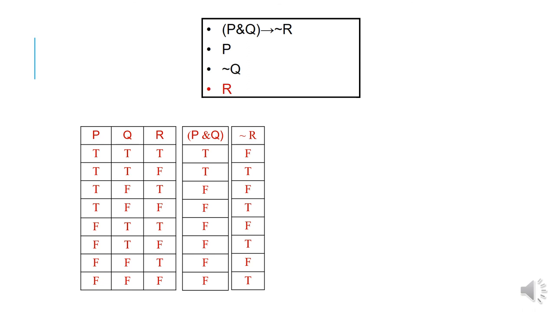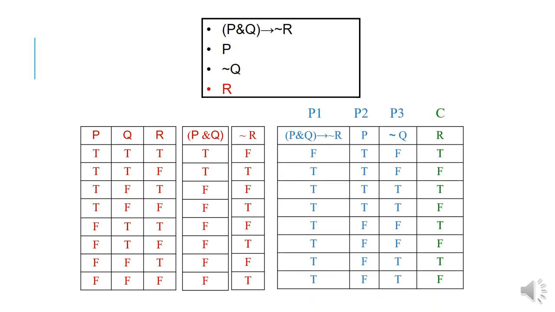So we can see in row 1, the antecedent is true and the consequent is false. And in all other rows, we do not have that true-false combination. So in the first row, the complex proposition is going to be false. In the rest of P1, it's true. And then P2 is just a restatement of P, and P3 is the negation of Q. And the conclusion is just a restatement of R.